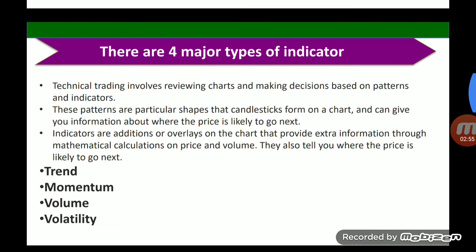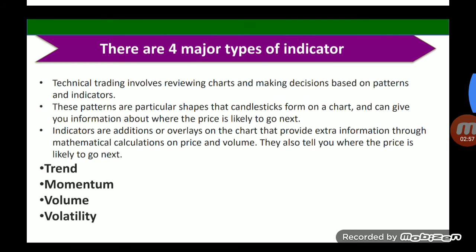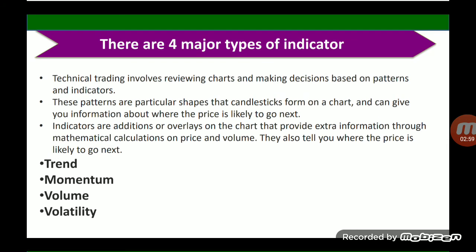There are 4 major basic indicators. We can classify them, or make 4 categories of these indicators. That is, first is trend, then momentum, volume, and volatility.